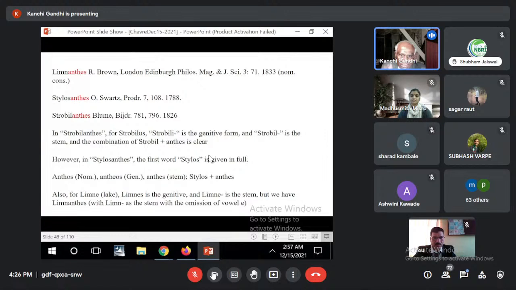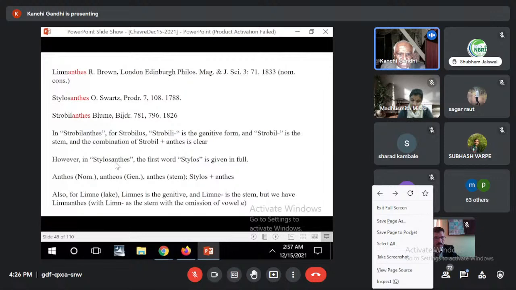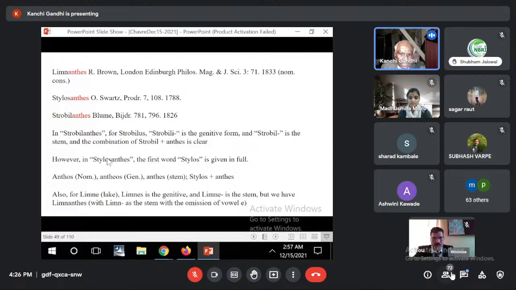But when you come to Stylosanthes, what is happening here? Stylos is a full term and anthes is also a full term. We didn't find the genitive form. We are not using the stem of the genitive form. We are using the full term, Stylos, without any change. So what is happening here? You need a little more grammatical expertise. In Greek, anthos is flower, anthous is the genitive form and anth is the stem.